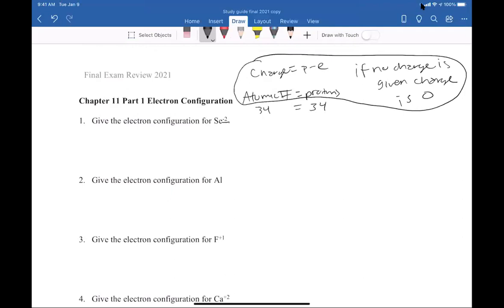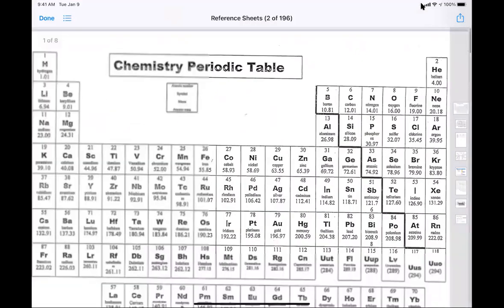So we have the charge is -2 for selenium. We have 34 protons minus electrons. We want to solve for E because we want to know how many electrons we need, since it's called electron configuration. -2 minus 34, that's E equals -36, or E equals 36. So we need to house 36 electrons.